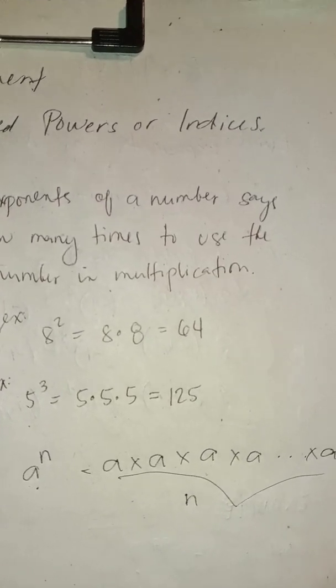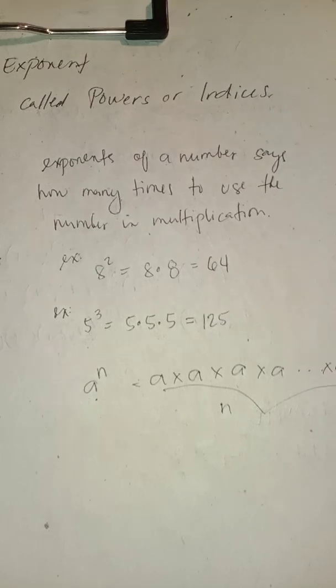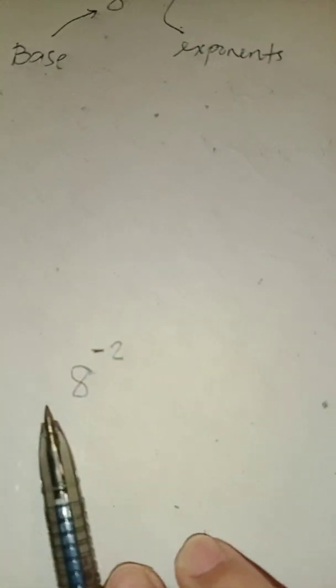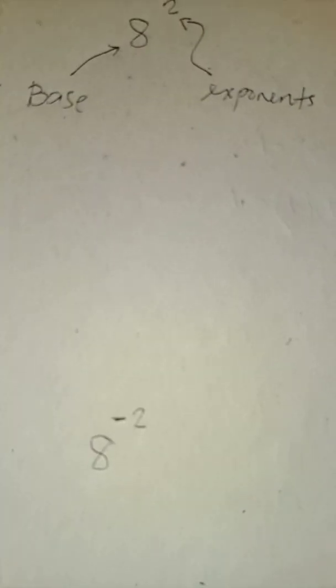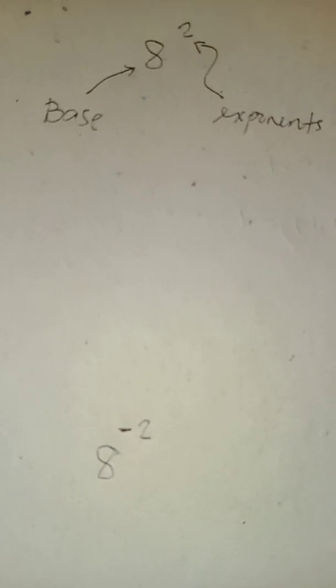Paano kapag negative yung exponent? Mag-sample tayo ng negative exponent. Ito, 8 raised to the power of negative 2. Negative na siya. The exponent is negative. What does it mean? Ano ang mangyayari kapag negative yung exponent? So, negative, what could be the opposite of multiplying? Of course, dividing, di ba? Dividing or the inverse. Opposite of multiplying is the inverse, dividing.